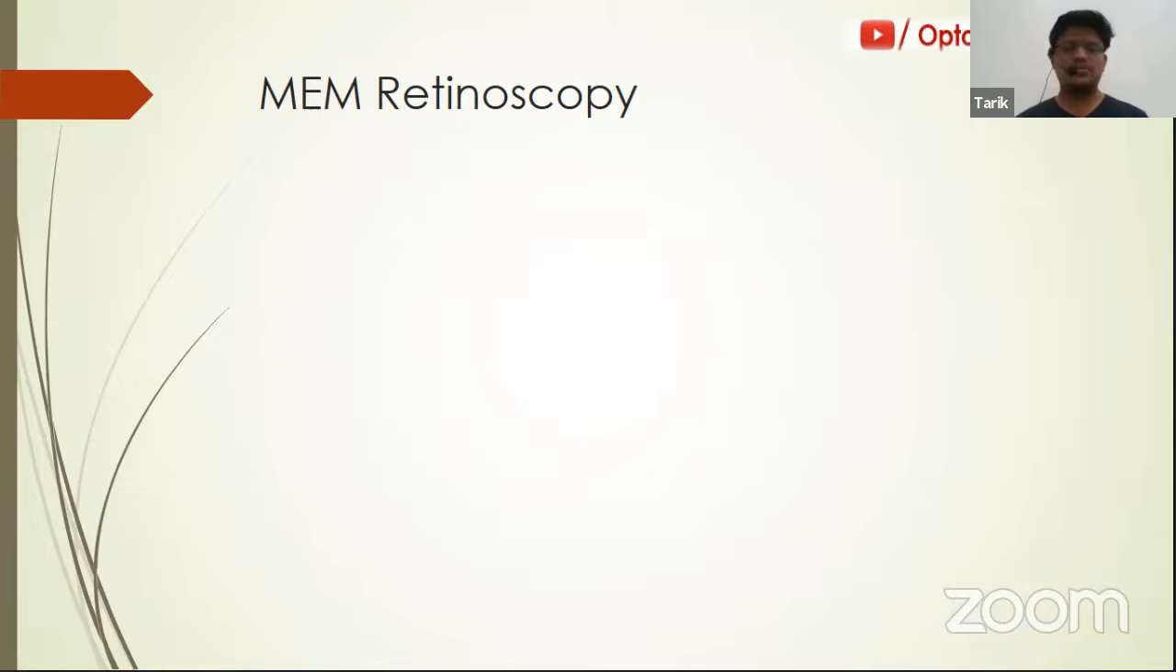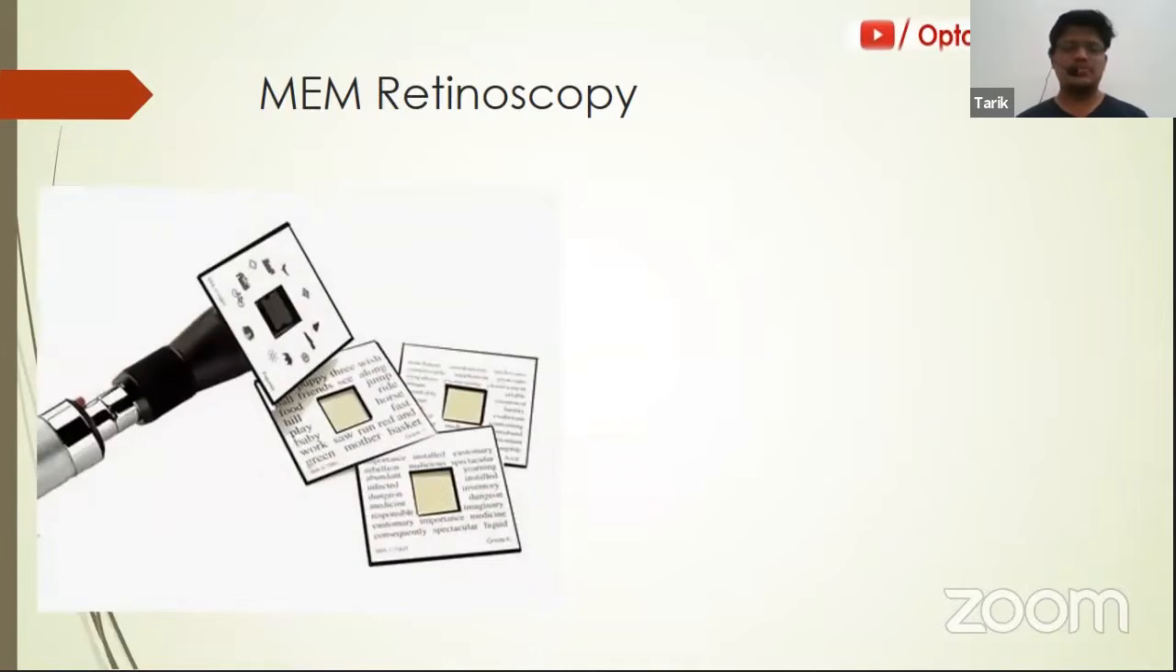What you do is you generally use a retinoscope with an MEM card. The MEM card has some pictures or letters written on it. You ask the patient to fixate at this and read. Importantly, please ask the patient to read or tell you whatever objects are there.